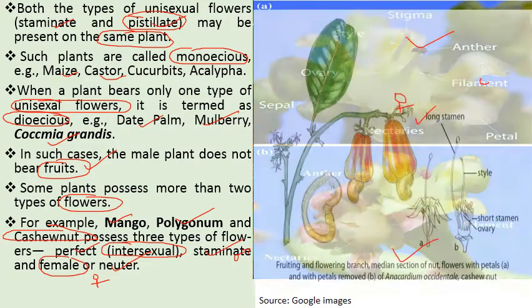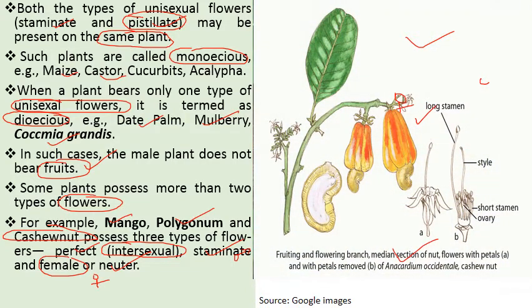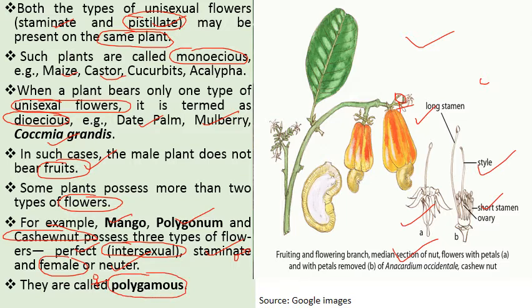So this is the photograph which shows the perfect flower or bisexual flower of mango, and this is the staminate flower of mango. This is the diagram which shows the flowers of cashew nut. It bears three types of flower. One are the perfect flowers, which bear both the reproductive structures, that are androecium as well as the gynoecium. Then the other one is the only female flower. Then the third one is the male.